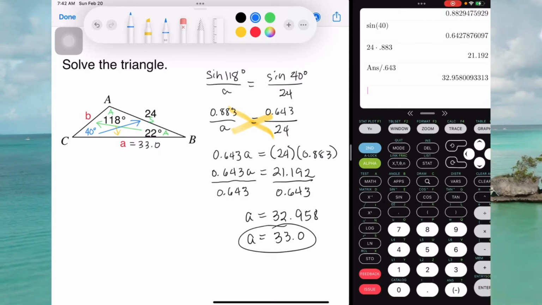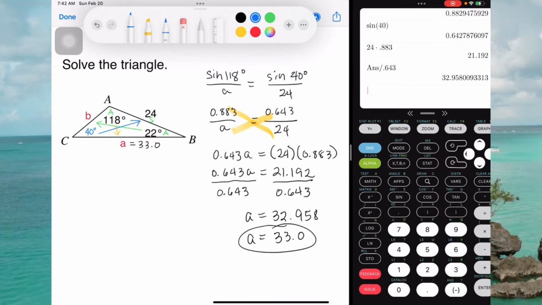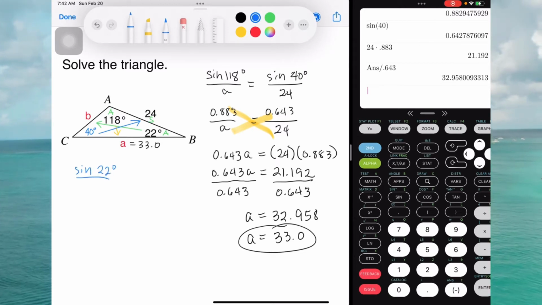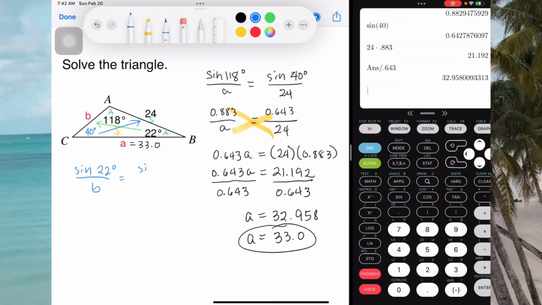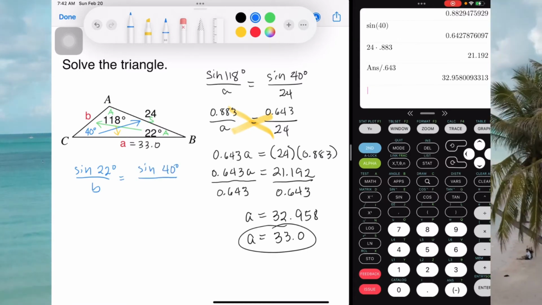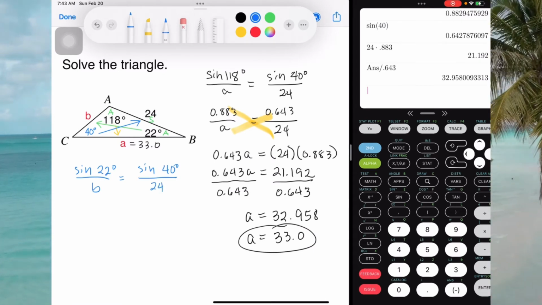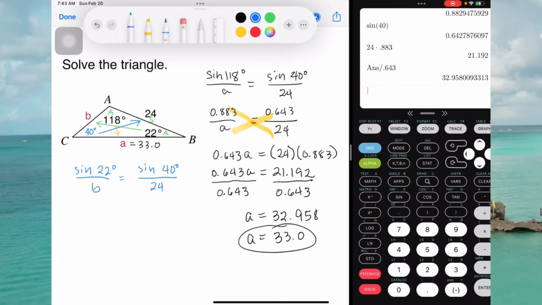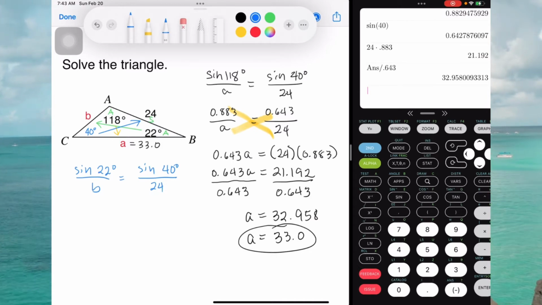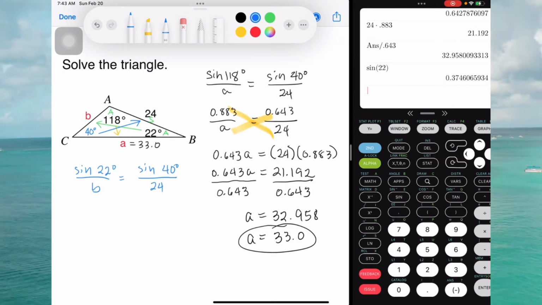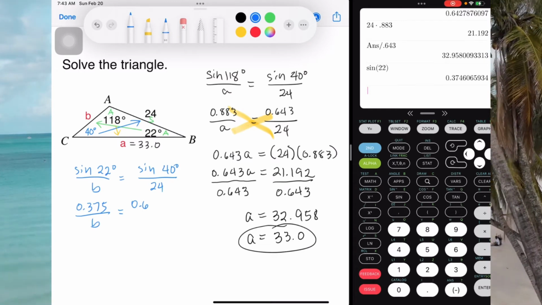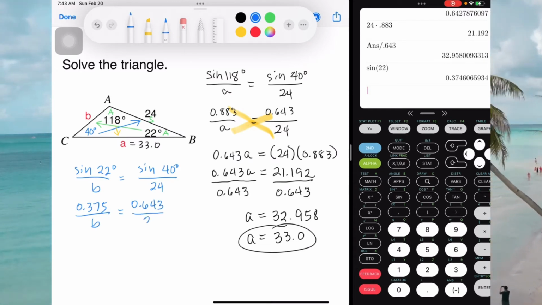This time, let's find the length of AC, represented by lowercase b. So we write sine of 22 degrees over b is the same as sine of 40 degrees over 24. Now you could also set up the right side of the equation with sine of 118 degrees over 33, since you already know the value of lowercase a, which is 33. Let's evaluate the trig values. So sine of 22 is 0.375 over b. Now sine of 40 degrees is 0.643, and let's divide it by 24.